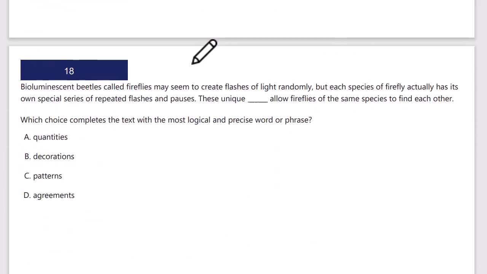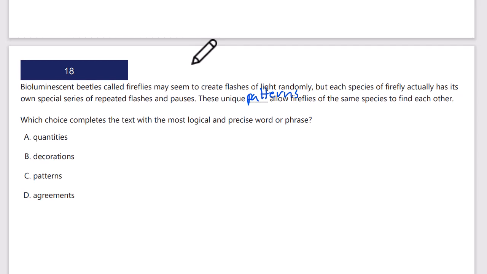Bioluminescent beetles, called fireflies, may seem to create flashes of light randomly, but each species of firefly actually has its own special series of repeated flashes and pauses. These unique blank allow fireflies of the same species to find each other.